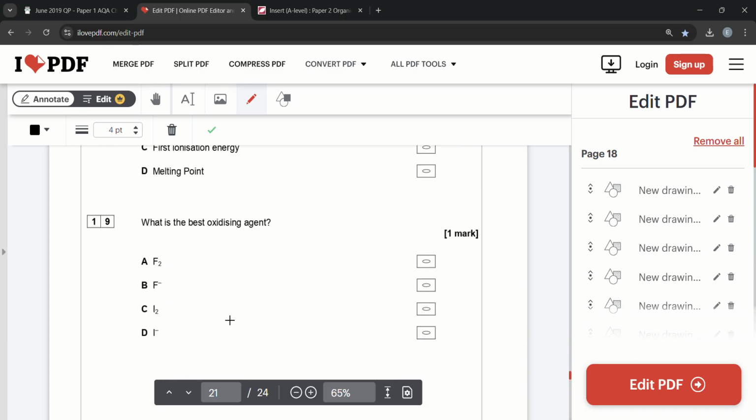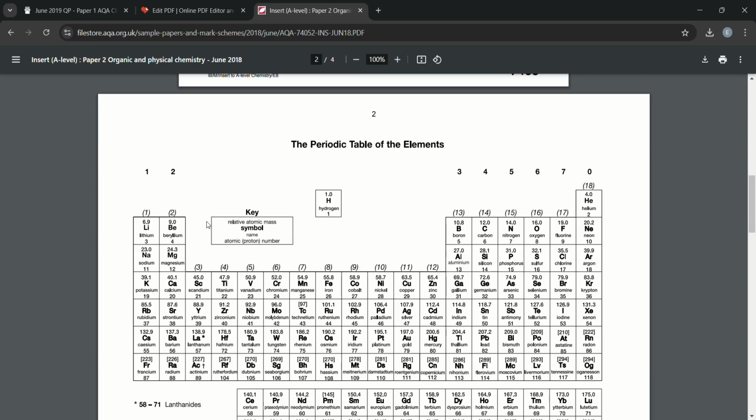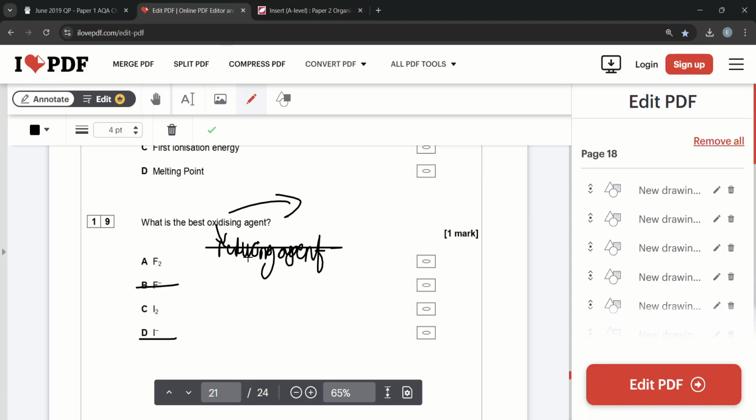Question 19. What is the best oxidizing agent? Now, if the question was what is the best reducing agent, it would obviously be a negatively charged ion. But because it's an oxidizing agent, we're not looking for the negatively charged ion. So it's either F2 or I2. If you look at the periodic table, fluorine is higher up in the group than iodine. Iodine is further down the group. So therefore the answer is going to be A, F2.